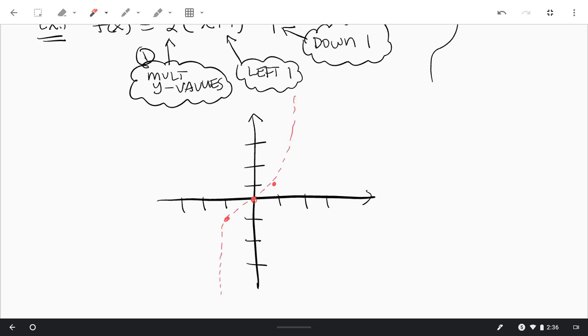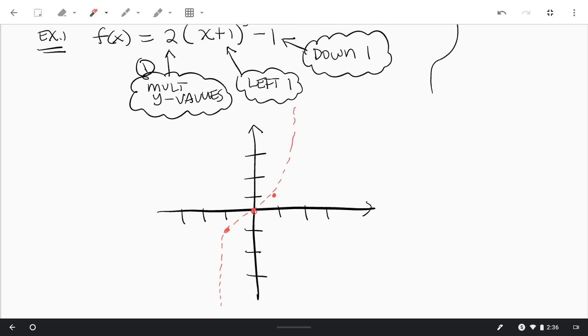Okay. If you want to keep your space clean, you don't have to do this sort of ghost graph of the parent function, since we do have quite a bit of transformations going on in this particular problem. Okay, so the first thing we want to do is multiply the original y values by 2.